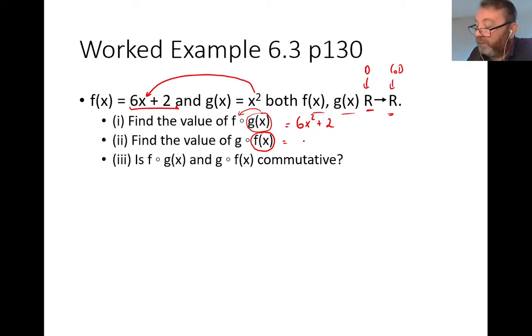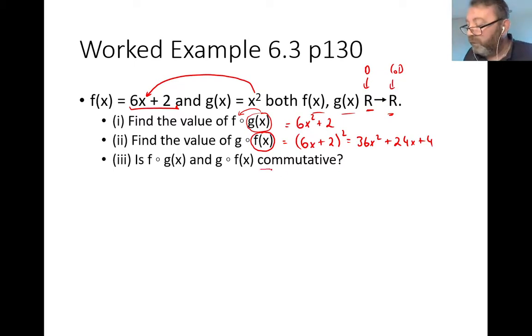And what that gives me is 6x plus 2 to be squared, which of course you all know is a binomial expansion, which you can do because we did it at the start of the book, is 36x squared. 2 6s are 12 and double the result, 24x plus 4. And then the question down here, part 3, says, is f after g of x and g after f of x commutative?